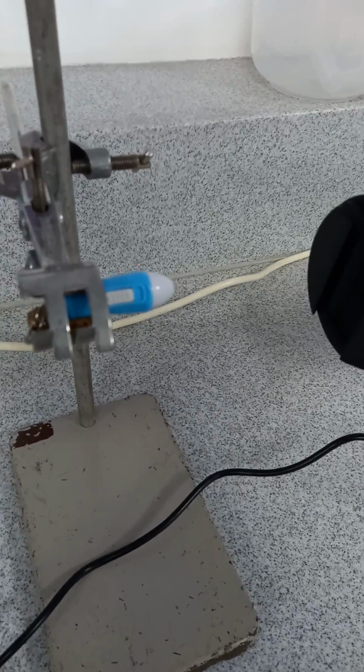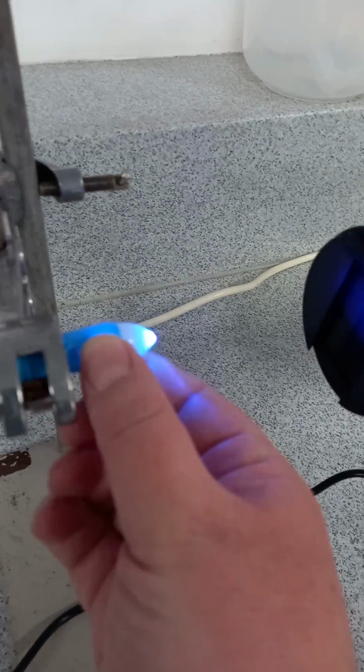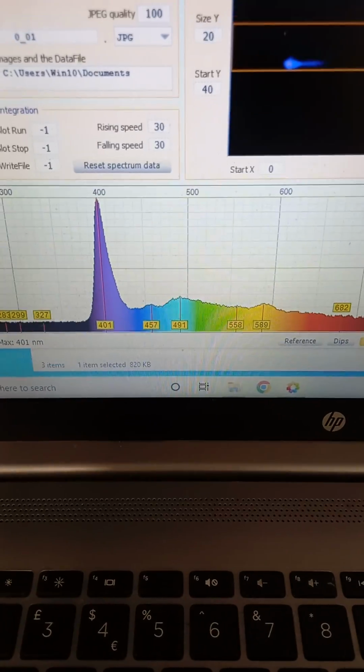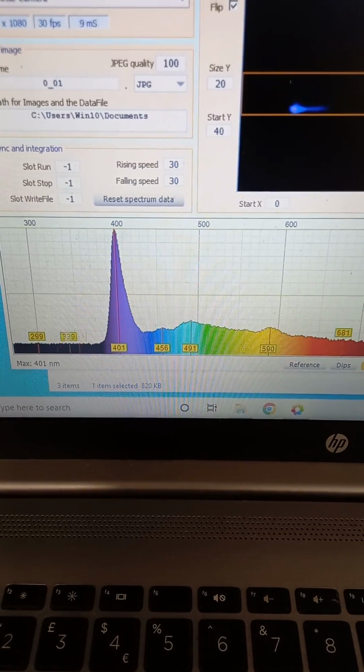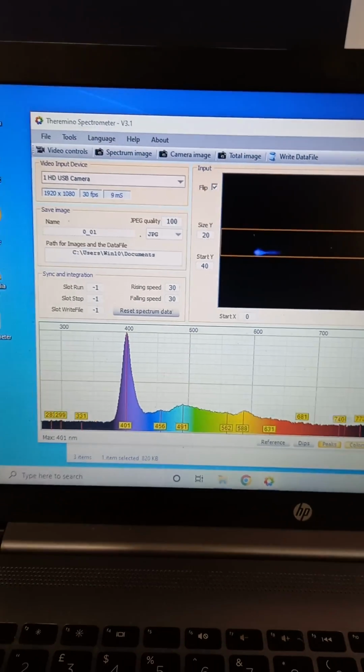So if I switch it on, you can see that it's quite strong, the blue light. And on the spectrometer, you can see a big peak there, about 400 nanometers, okay? Now, what I'm going to do is put various glasses in front of that.